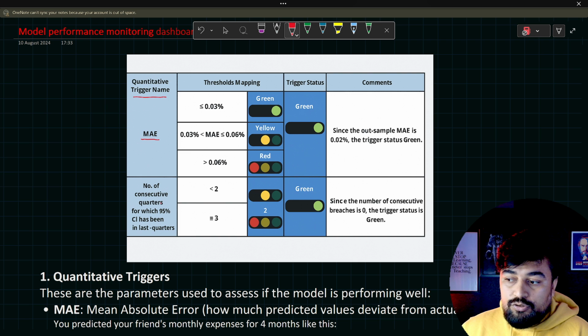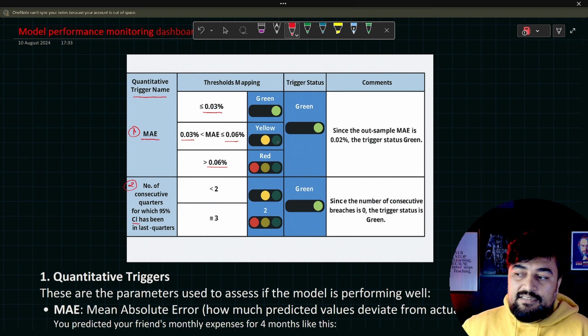And then the number of consecutive quarters for which the 95% CI has been in the last quarter. Now you'll ask about CI, so I'll talk about this also in the same video. So just understand these are the two metrics: number one metric, number two metric. In these metrics, you have a grid structure, like you have ranges. If your model has a value of less than 0.3, that is green. If your value is between 0.3 and 0.6, then that is yellow or amber. And if your value is greater than 0.6, that is red.